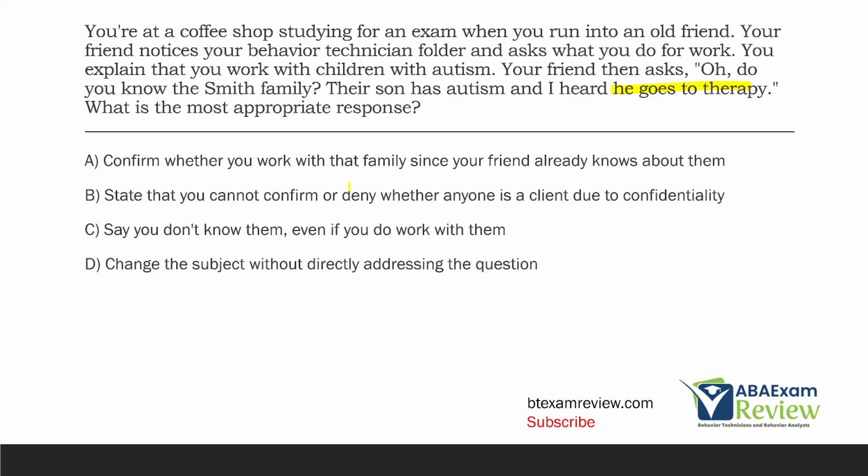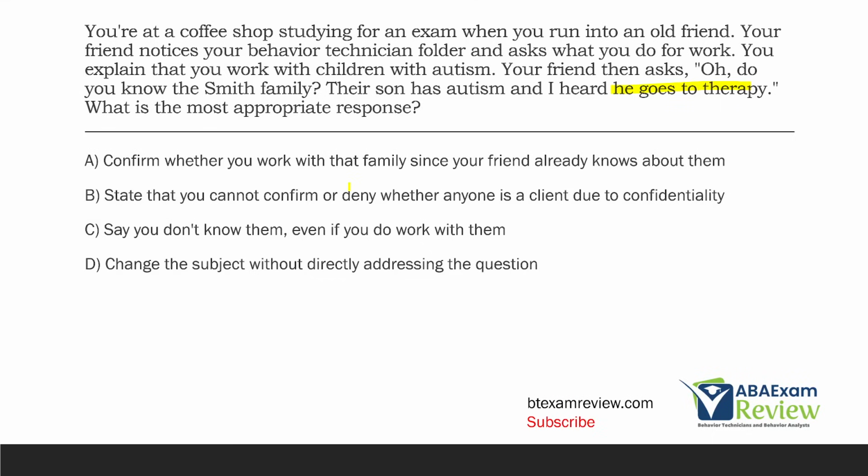A, confirm whether you work with that family since your friend already knows about them. For all you know, the friend doesn't really know them. He just knows of them. And that's definitely not going to be in the best interest of privacy. So we can't confirm if you work with this family.